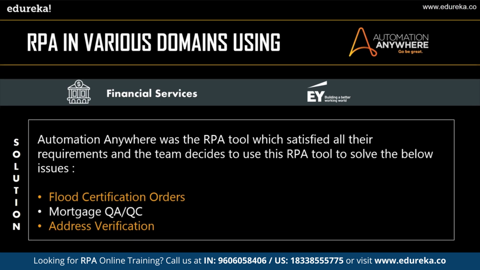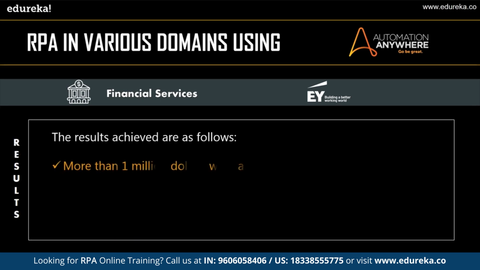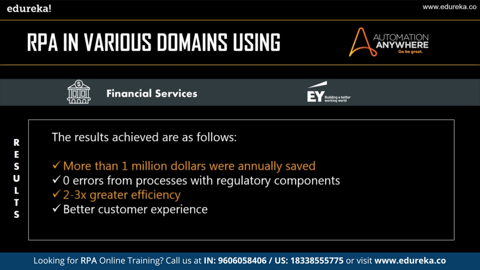So the results of EY using Automation Anywhere to overcome the challenges are, as you can see on my screen, more than $1 million saved annually and zero errors from processes with regulatory components. It was also observed that efficiency increased two to three times and the customer experience was now better. So that's how, guys, RPA is used in the financial services industry.